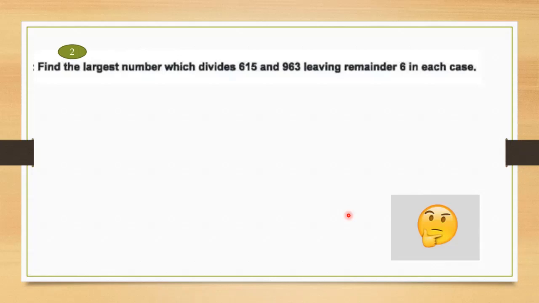Moving ahead. Find the largest number which divides 615 and 963. I hope everybody is writing down the questions also. If you're not, see that at least you click pictures or keep the questions. It has to be there. Writing questions is actually what I want. Find the largest number which divides 615 and 963, leaving remainder 6 in each case.